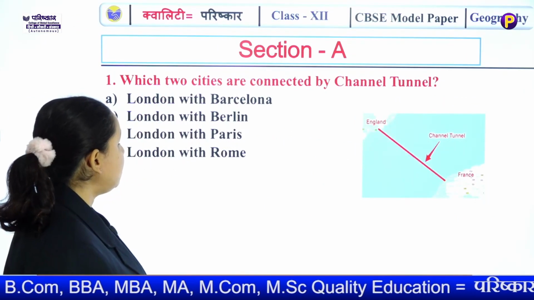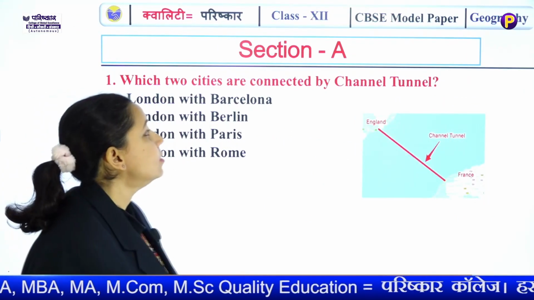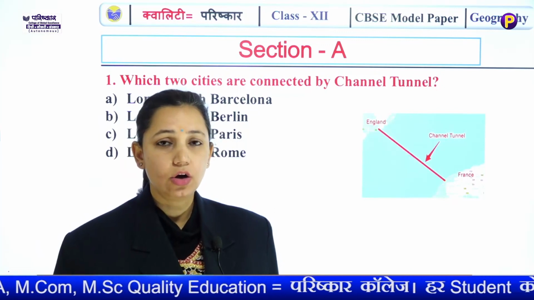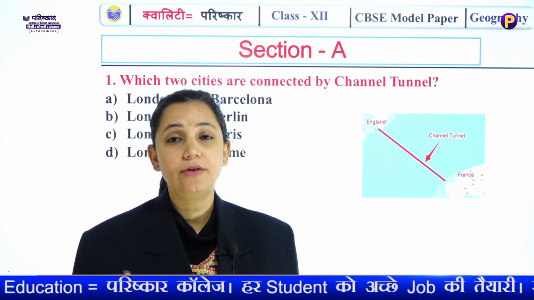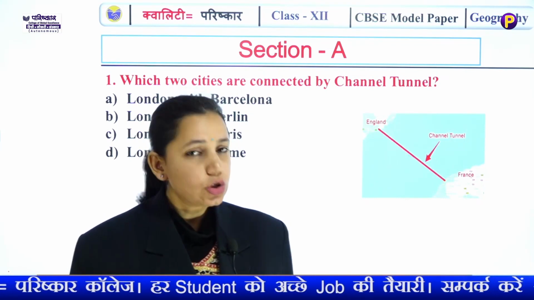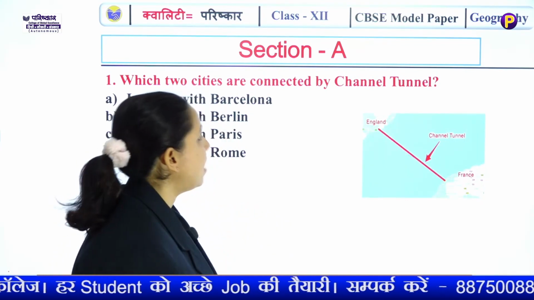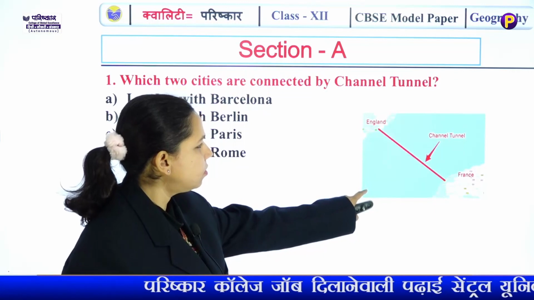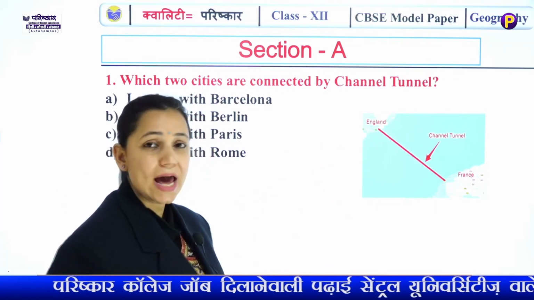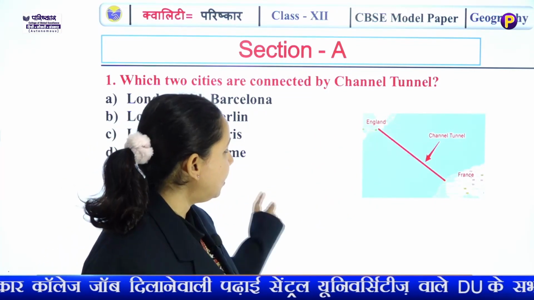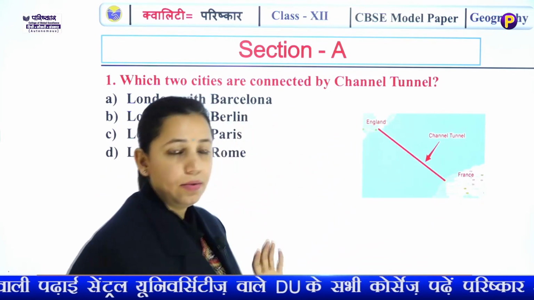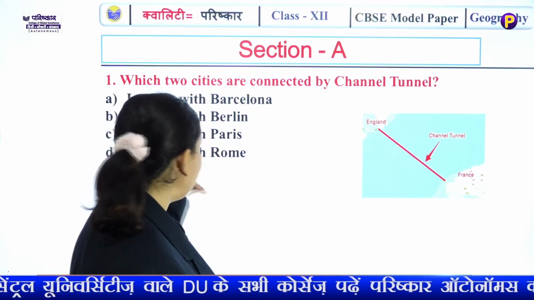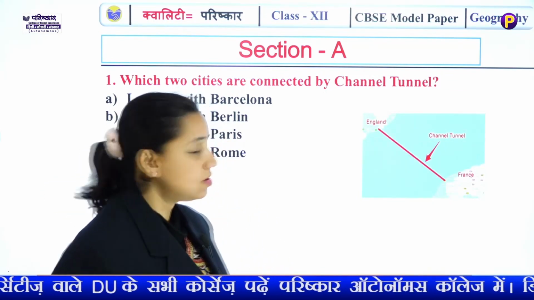Which 2 cities are connected by the channel tunnel? Now you should know what the channel tunnel is, where it is located, and which 2 cities it is connecting. For this I have given you a small picture also of the channel tunnel. It is connecting 2 countries, France and England, right? So now you have to evaluate your options.